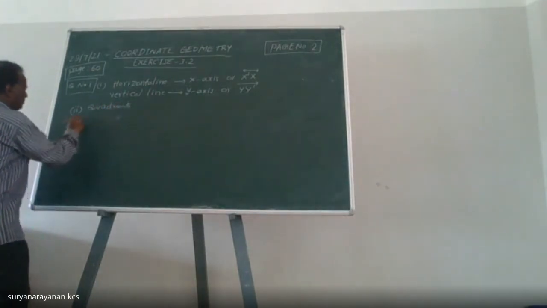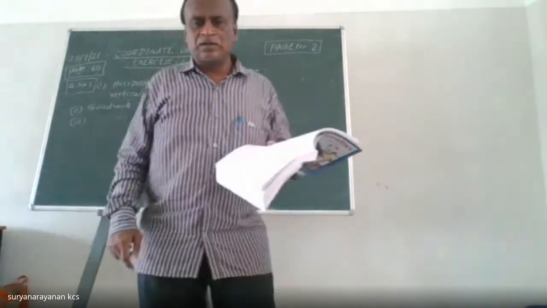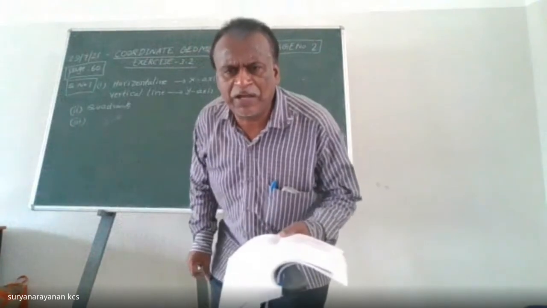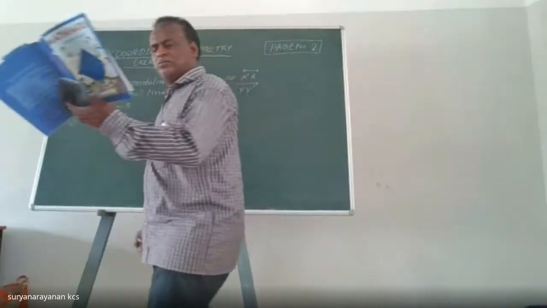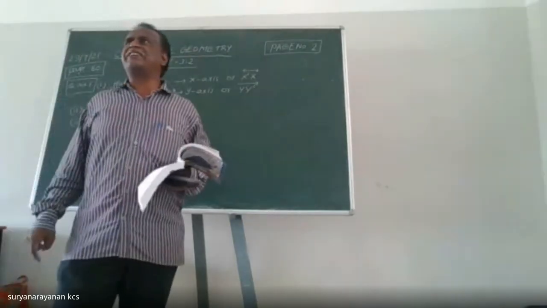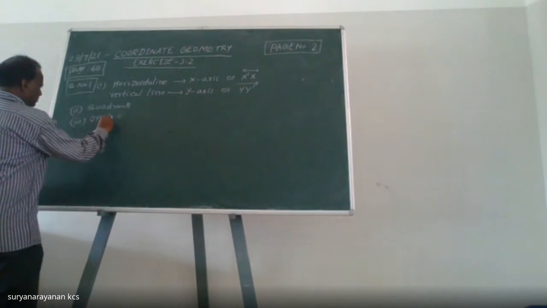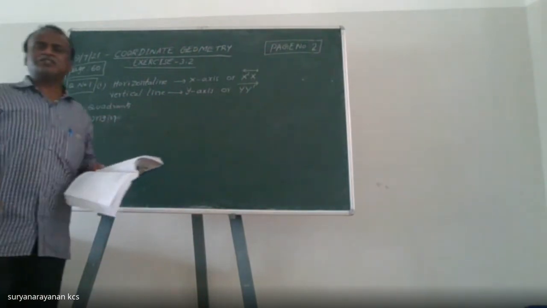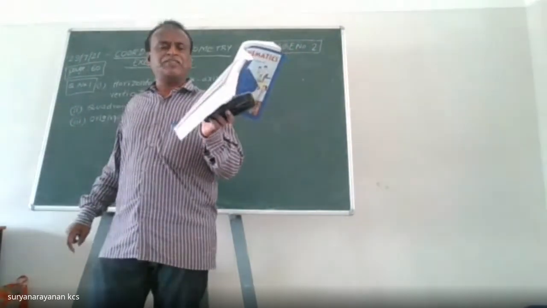Read the third question. Mahima, read. Write the name of the point where these two lines intersect. At which point do these two lines intersect? Origin. Very good. This is the first question. In this first question, there are three parts, and we have answered all three parts.